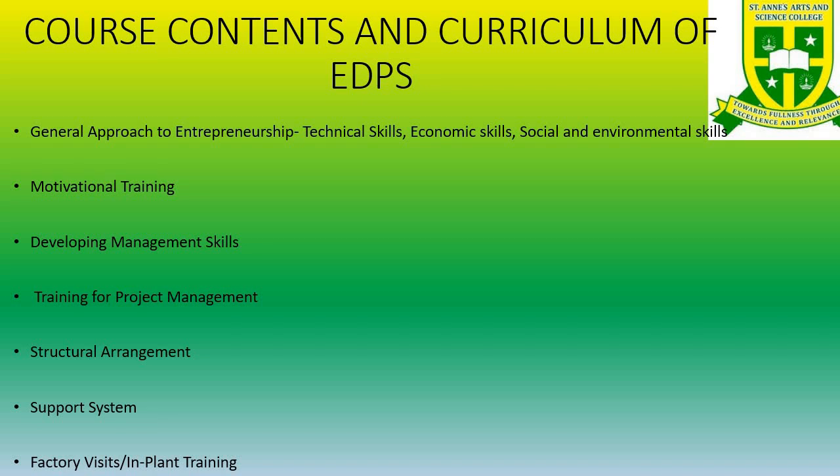So in-plant training is nothing but this: if I am going to do a shoe manufacturing business, I will go for in-plant training in any shoe manufacturing company available in my area. I will go and work for one or two months, so that I will have a basic idea of what is going on in the particular factory. This will help me learn what we can do in the business and what mistakes they are making, so that I can rectify them in my business. So these are the various course contents of the curriculum of an EDP.